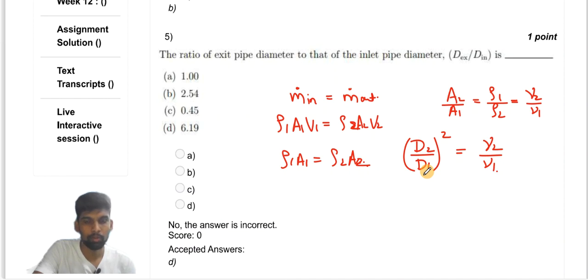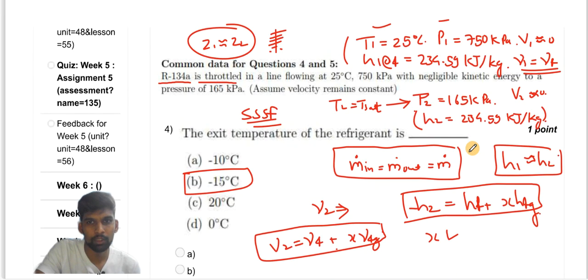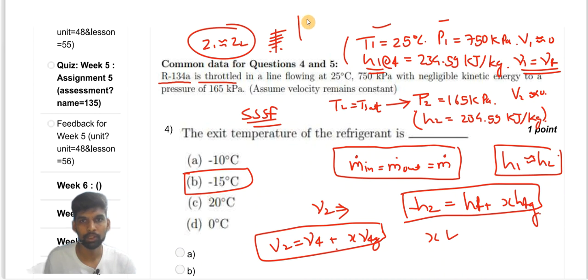And one more point. I have mentioned here that entry is assumed as saturated vapor, but it is not saturated vapor. They have got this answer by assuming it as saturated liquid. Okay, so you have to assume entry to the throttling process as saturated liquid unless otherwise mentioned. That's what you need to keep in mind, and sorry for this mistake. Then next question.